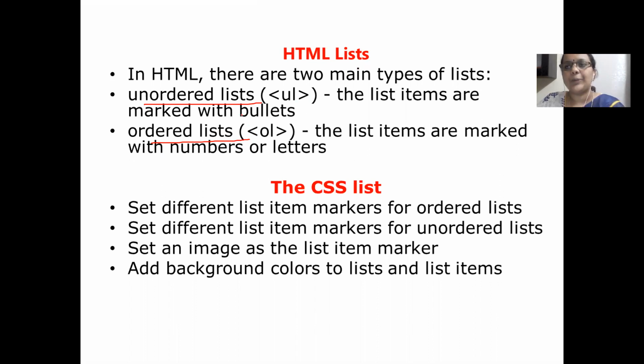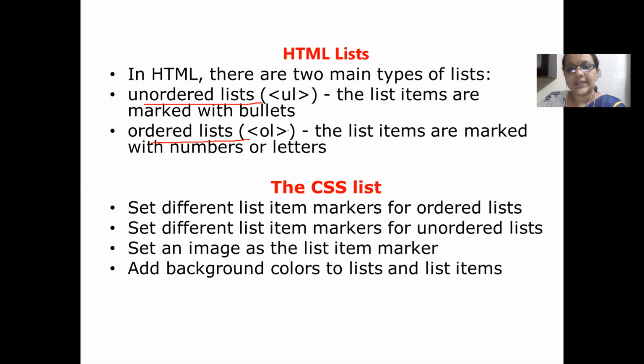For example, I want to print apple, orange, something: one will be apple, two orange, something like that. Or I can make it as ABC, or as Roman numerals, capital I, II, III. These are called ordered lists. This you already know, so I don't want to explain it again.